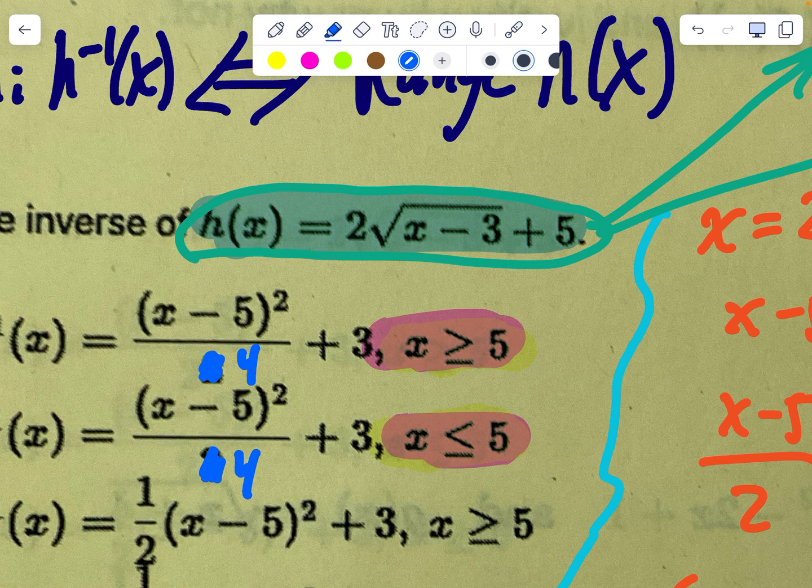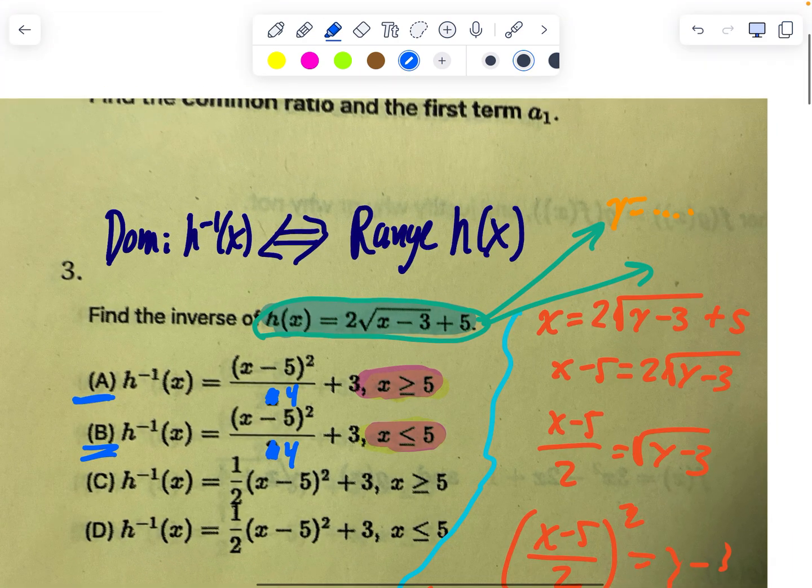0. What's 2 times 0? 0. Plus 5. So the smallest it could spit out was 5. What's the biggest it could spit out? Infinity. So the range of that, and you could get this by just looking at your graphing calculator, is 5 to infinity. So then the domain of the inverse is 5 to infinity.